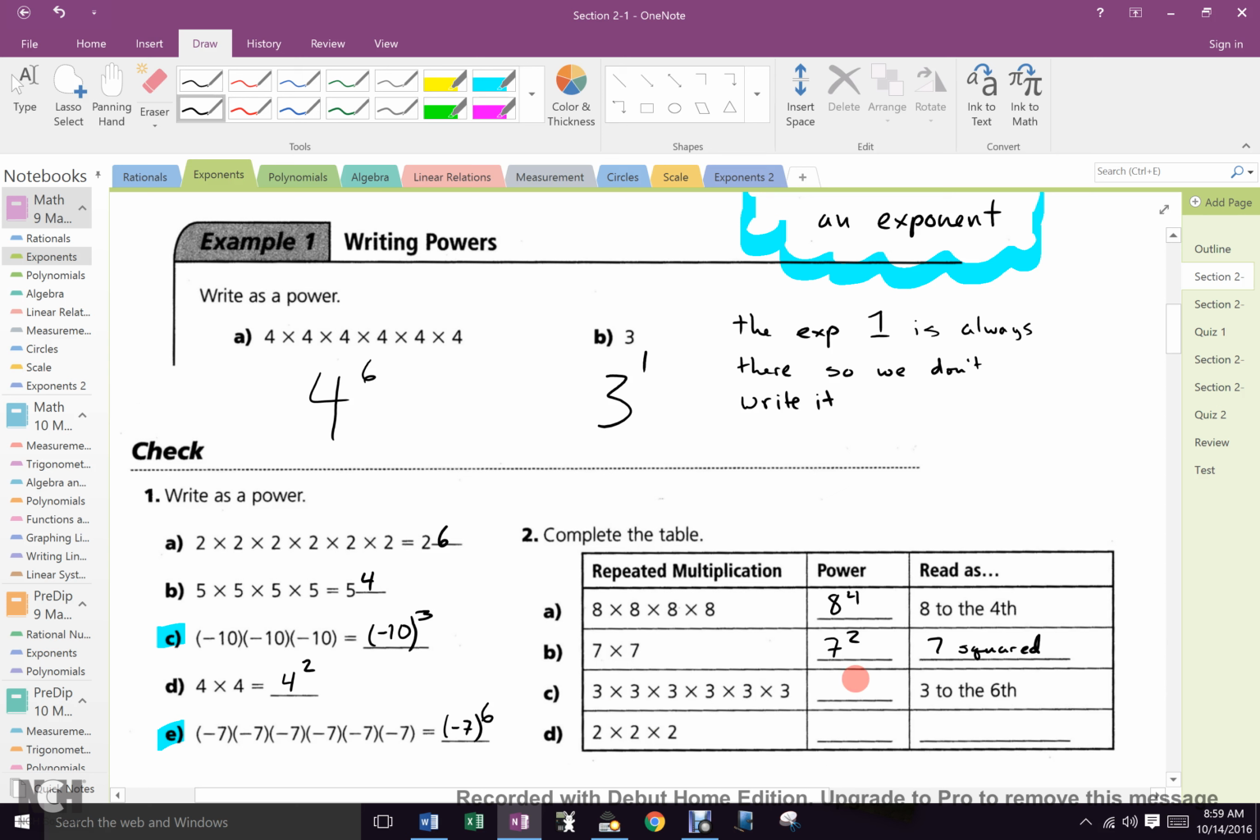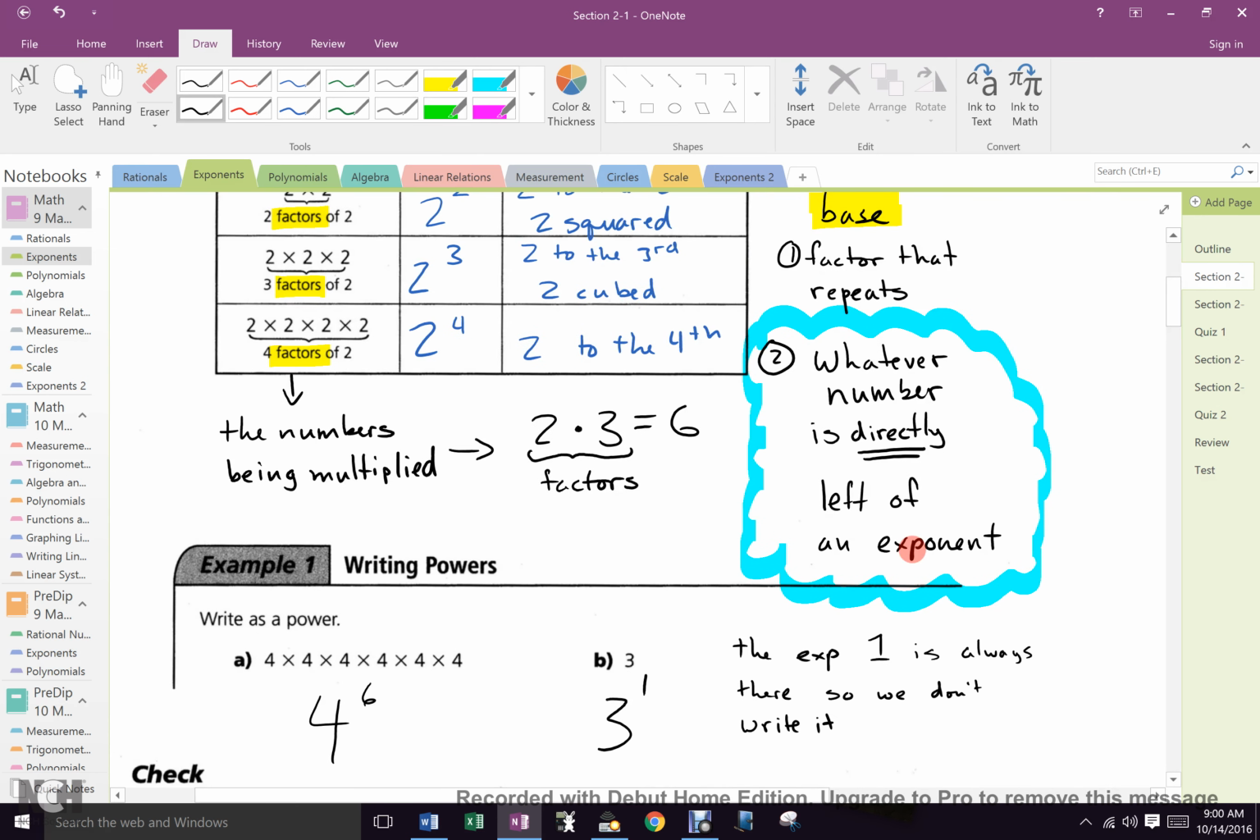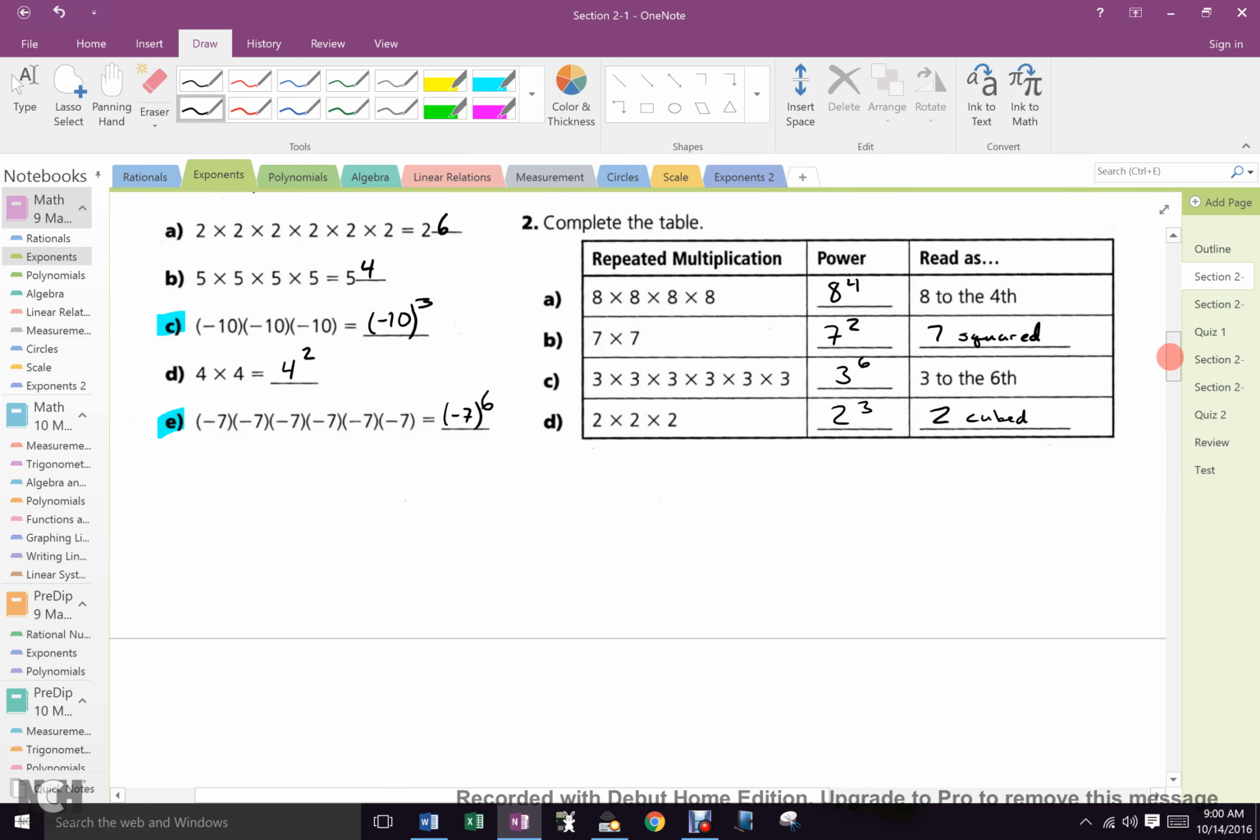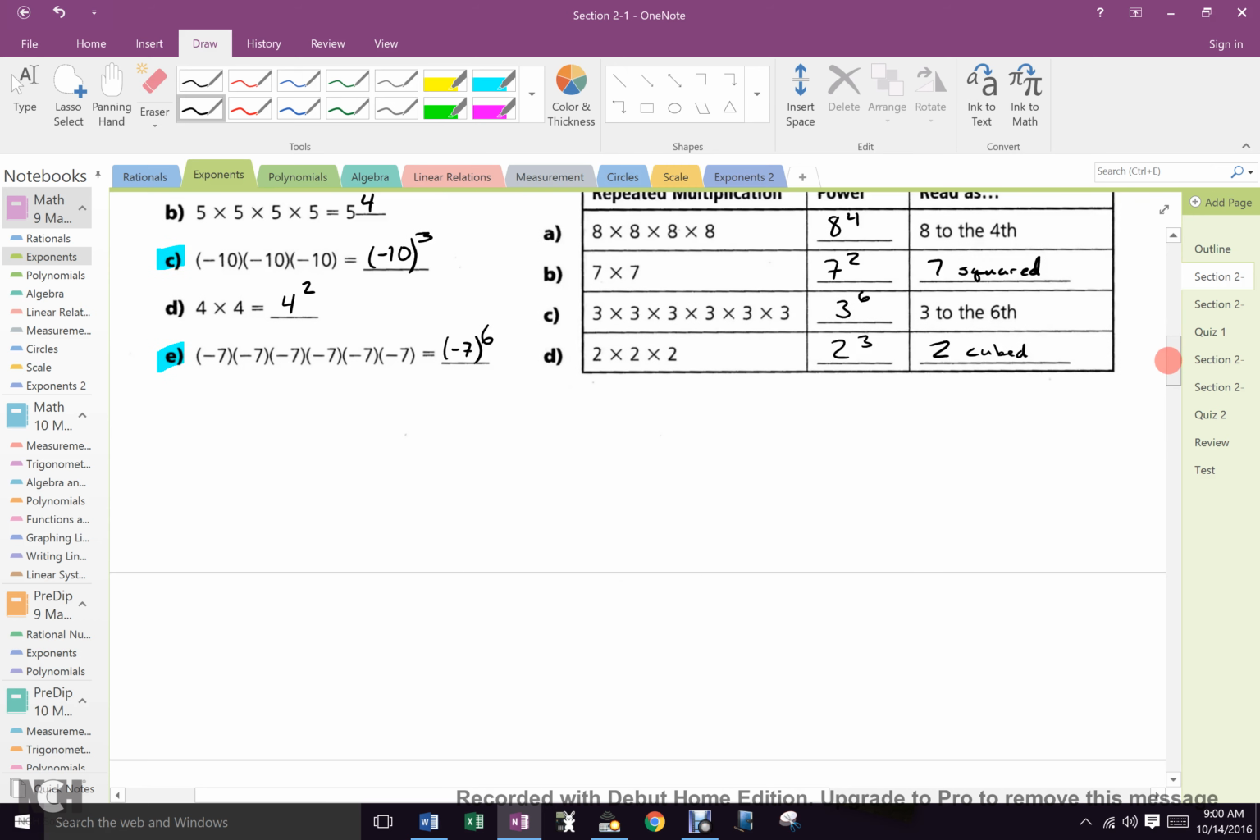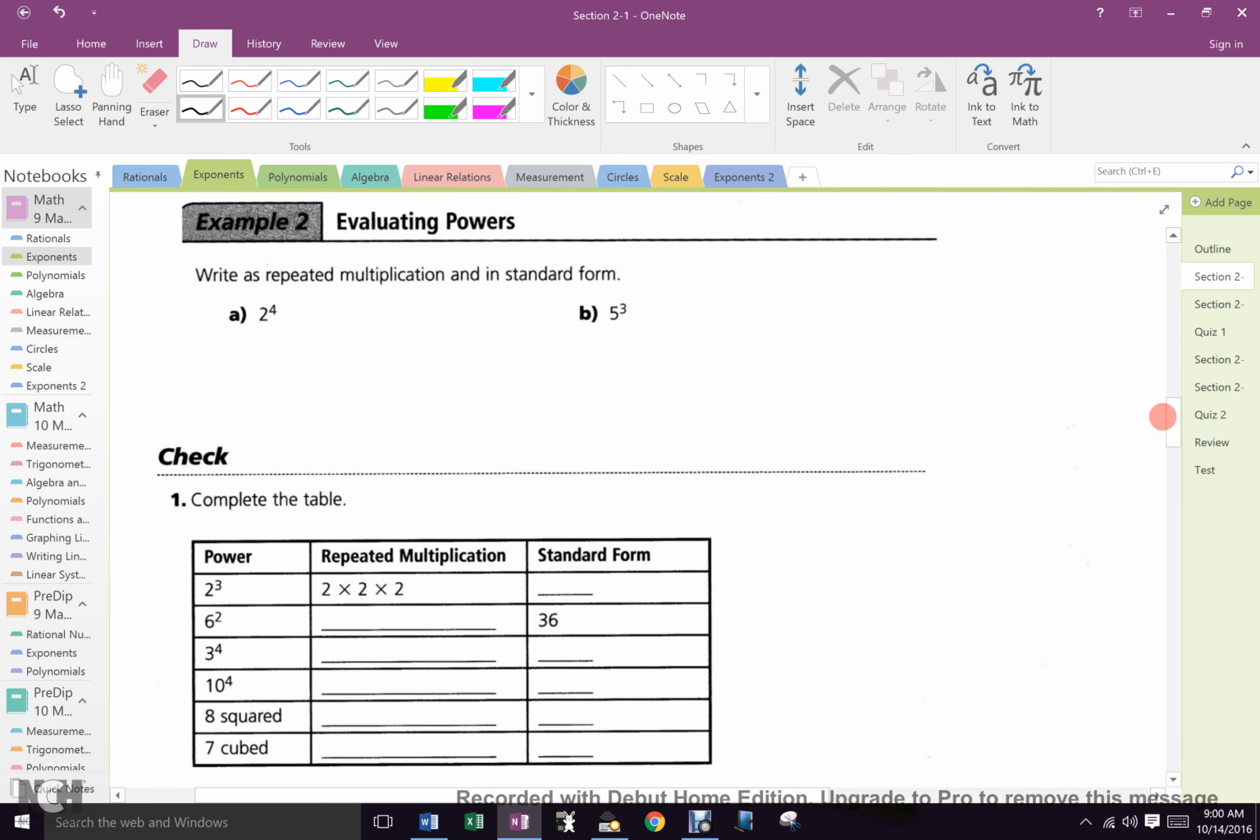What's this one? 3 to what power? 6. And what's this one? And how do we read that? 2 cubed. Is everybody good with the basics? Okay. The only thing that's a little weird are negatives, right? But negatives are only a little bit weird if you forget this, right? And I'll show you what I mean on the next page. Everyone is good? Sweet. Okay.